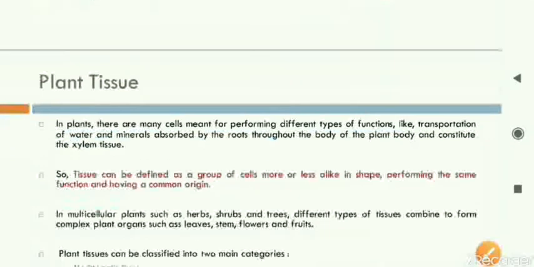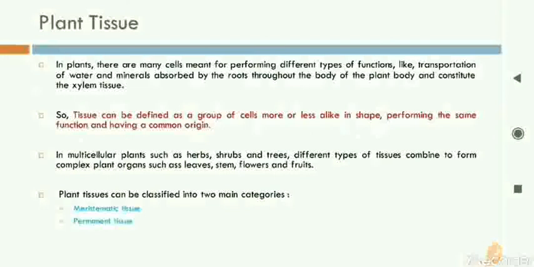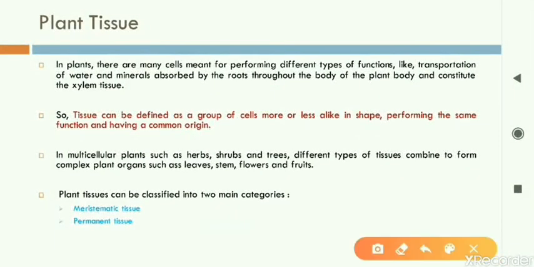Let us come to the next topic now, that is about the plant tissues. How the plant tissues are classified into different categories. Let us have a reading of the first point there. In plants, there are many cells meant for performing different kinds of functions like transportation of water, minerals, etc. So just one function I have taken. For example, the roots of the plants are absorbing the water from the soil, and then that water is moved upwards towards the different parts of the plants. Into the leaves also that water is going.